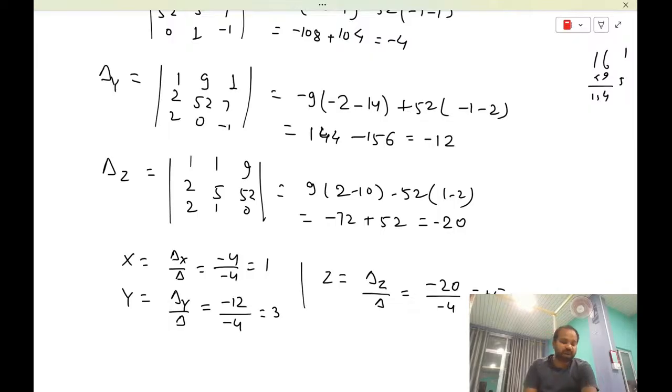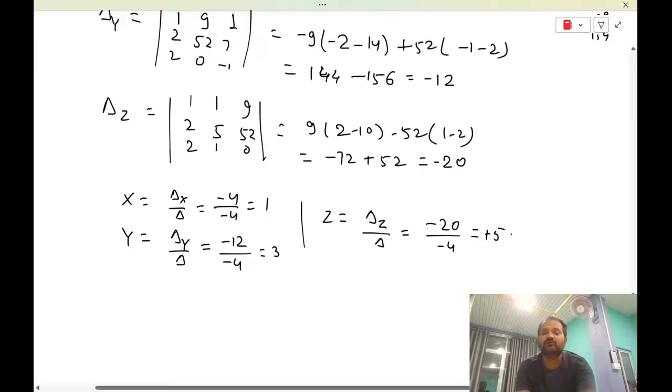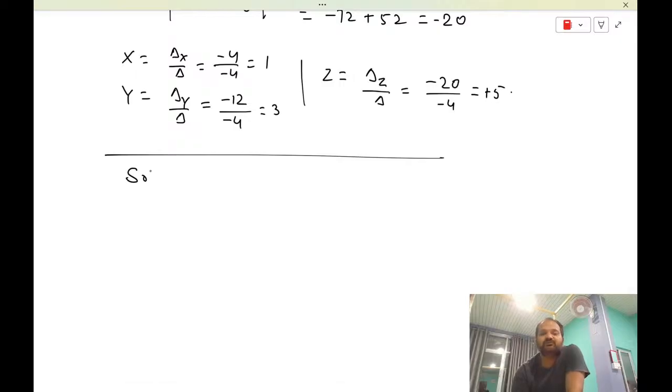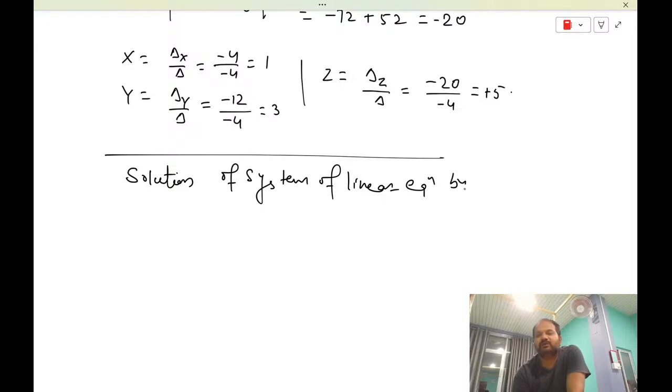The same equations we will solve by using matrices also. First of all, we will see the theory of how to solve the system of linear equations by using the matrix method. Matrix methods.